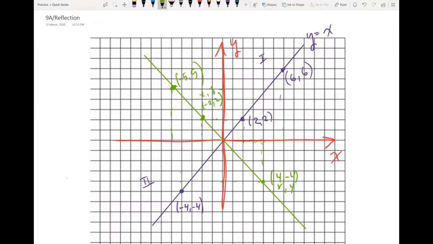So the x is always opposite to y, or y is always opposite to x. This is why we write the equation of the green line as y equals minus x.